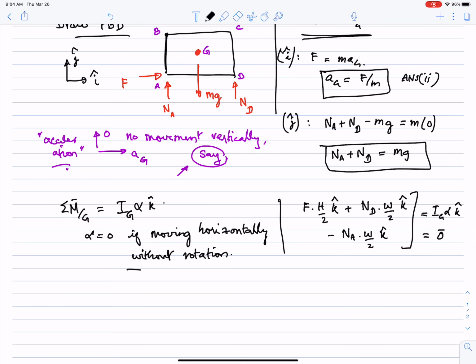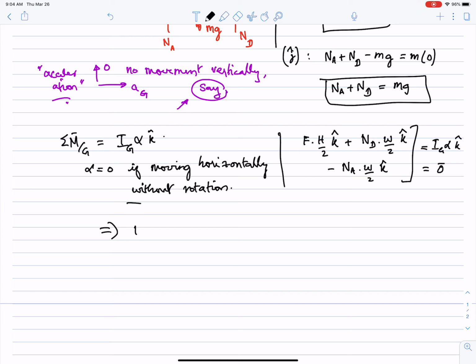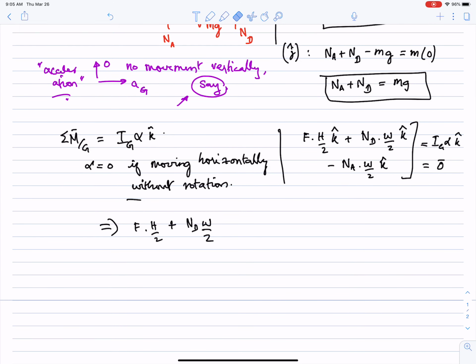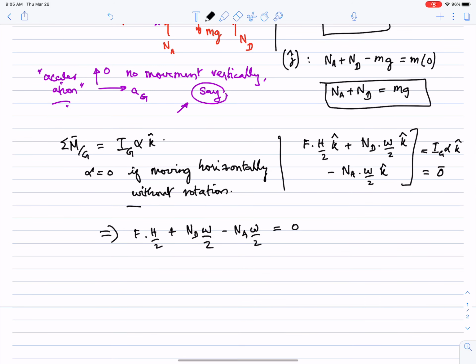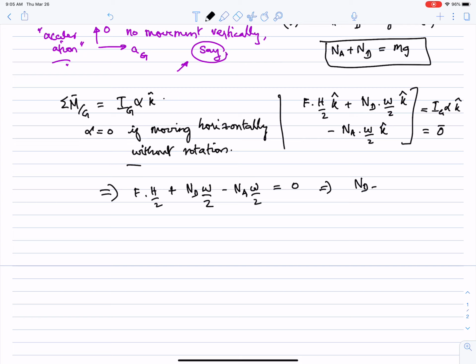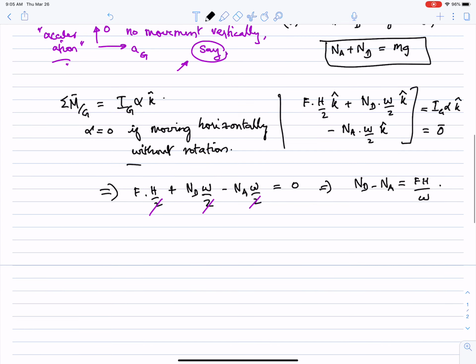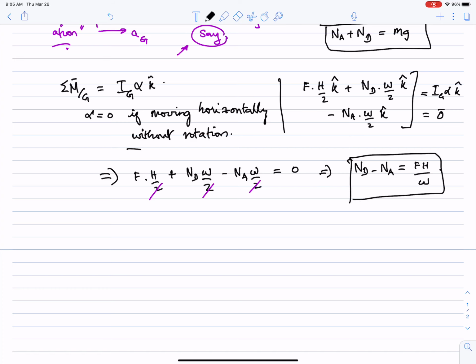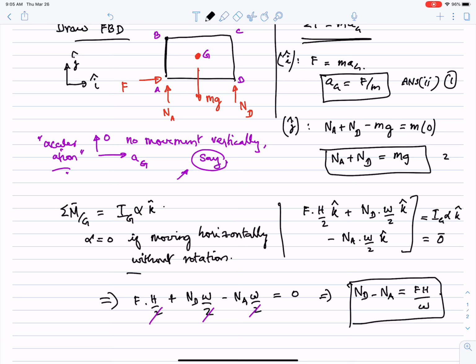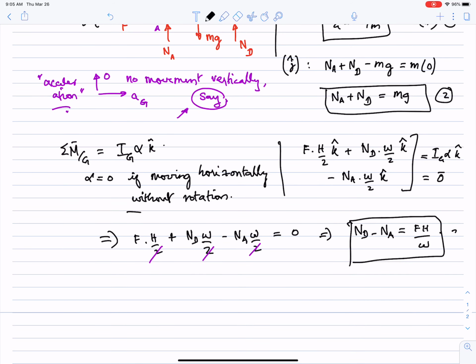And we can then say what we have is F h over 2 plus ND W over 2 minus NA W over 2 equals 0, or simplifying a little bit, ND minus NA equals, well, we can certainly cancel all these 2's, so we have F h over W. Okay, so that's what we have. So that's another equation in terms of ND and NA. So let's call this equation number 1. Let's call this equation number 2. And let's call this equation number 3.